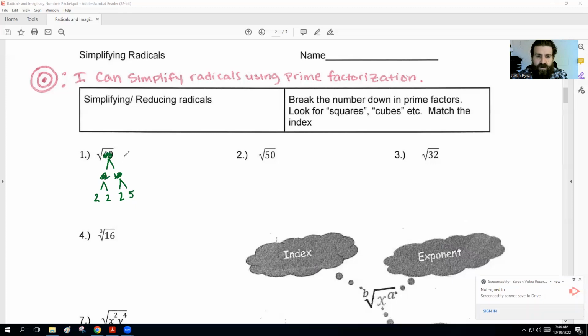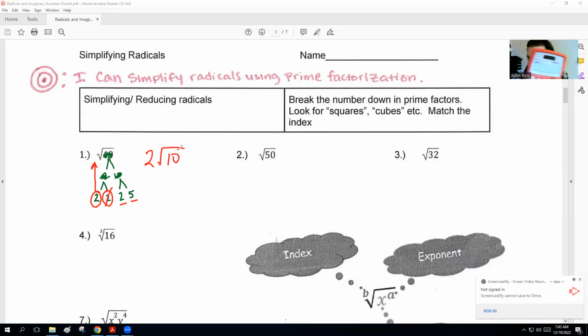If we want to get a number out of a square root, we need to have two of them be the same thing. An easy way to think of it is, if we want one of these two 2s to go outside of the square root, we have to get rid of the other one, because really we're saying 2 squared and then 2 times 5. So a 2 gets outside of the square root, and then this 2 and that 5 don't have partners, so they stay inside. And so we get 2 root 10.